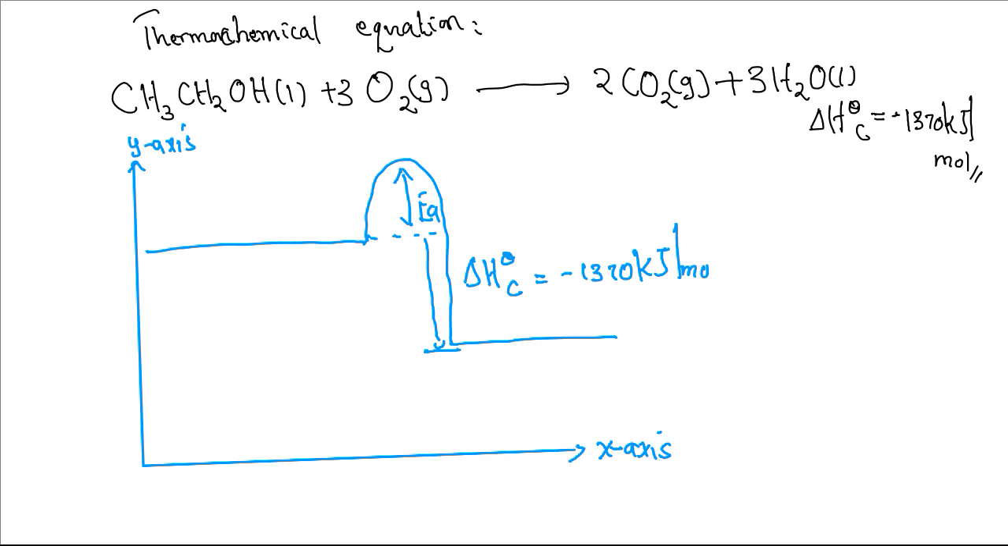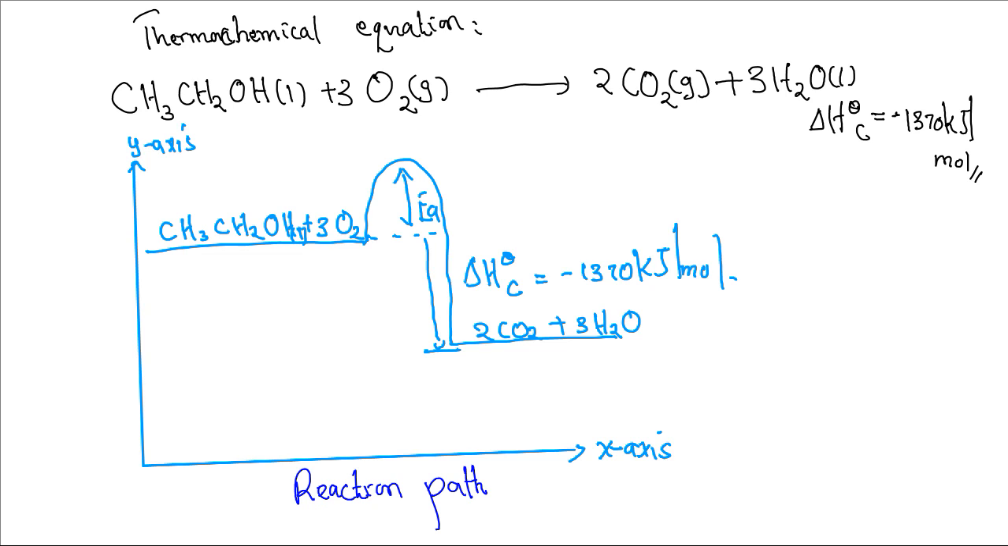1370 kilojoule per mole. So this is 1 mole of ethanol undergoing combustion to form 2 moles of carbon dioxide and 3 moles of water. This is what you call reaction path. And this is energy, or simply enthalpy in kilojoule.